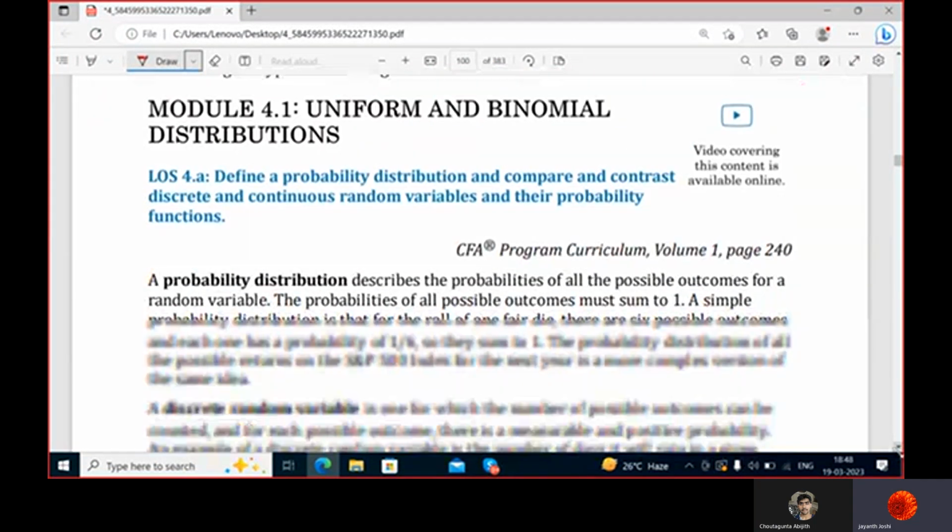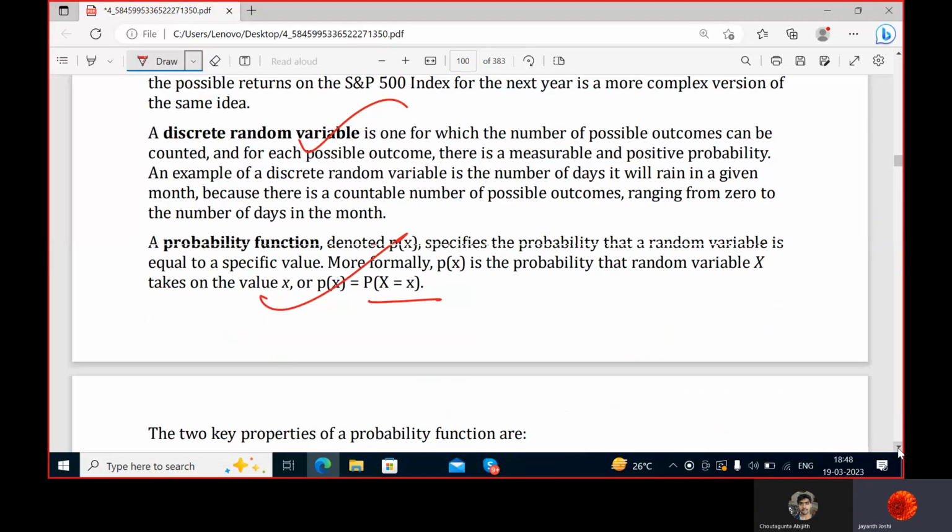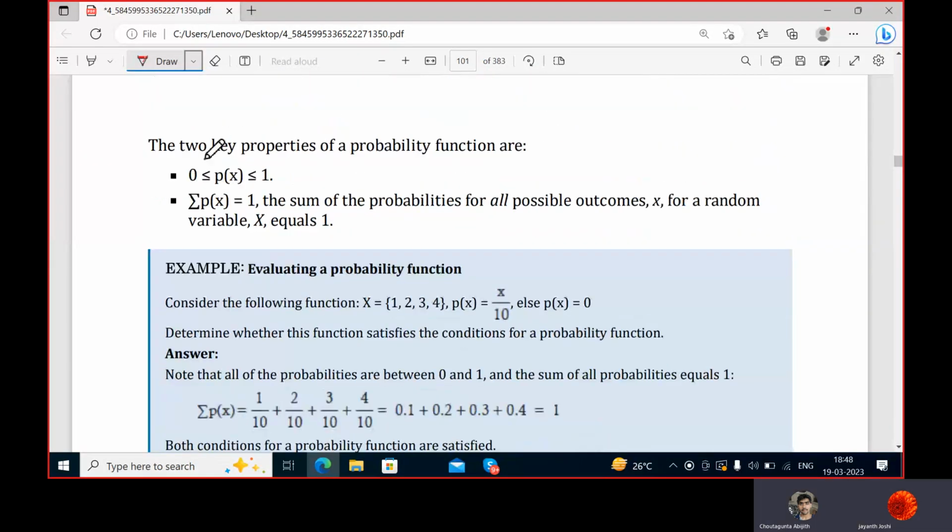So we have covered all this, Abhijit. Probability distribution, discrete random variable, probability function I have discussed with you. Yes, we have. And we have already discussed that the probability of a discrete random variable lies between 0 and 1, and the sum of the probabilities is always equal to 1.